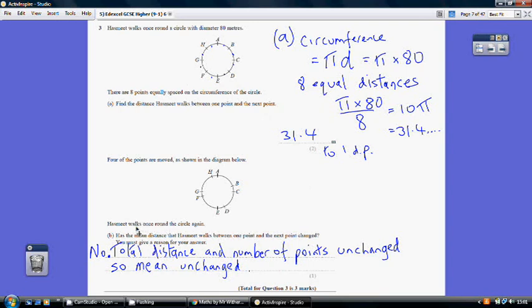Now for part B, the points have all been moved around, but we're being asked, has the mean distance walked changed? Well, no, it won't have done. The total distance is still going to be all the way around the shape, so all of the individual distances added together will still come to your 80 pi. Then we're still dividing that between the 8 spaces, so we're still going to get the same mean average. So the total distance and the number of points are unchanged, so no, the mean will be unchanged.